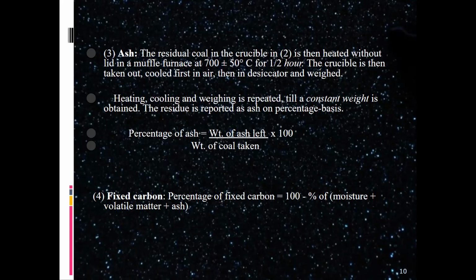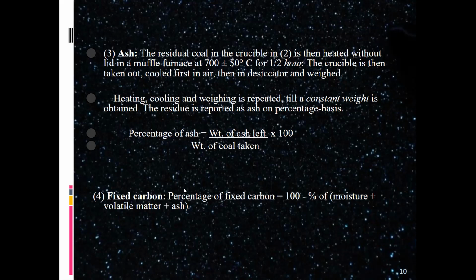So after getting the constant weight, by using that weight of the ash, we can find out the percentage of ash. The percentage of ash is equal to the weight of ash left divided by the weight of coal sample taken, into 100. And the last one, fixed carbon.